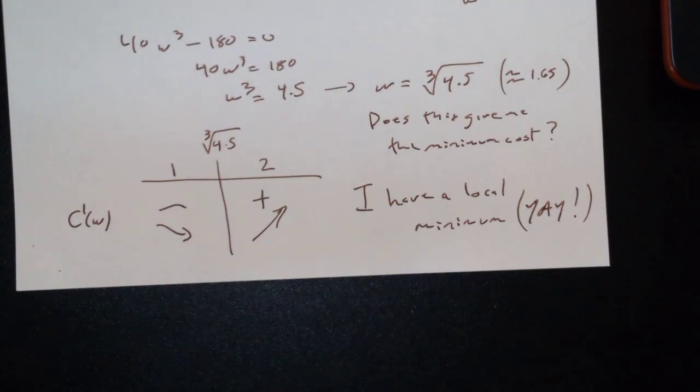Did I answer the question we were asked? Problem number 16. A rectangular storage container with an open top has a volume of 10 cubic meters. Length of the base is twice the width. Material for the base costs $10 per square meter. Material for the sides costs $6 per square meter. Find the cost of materials for the cheapest such container. I have not answered the question yet. I need the cost.